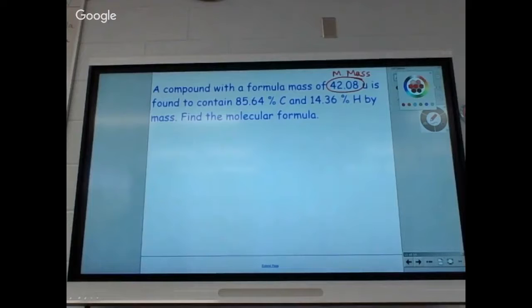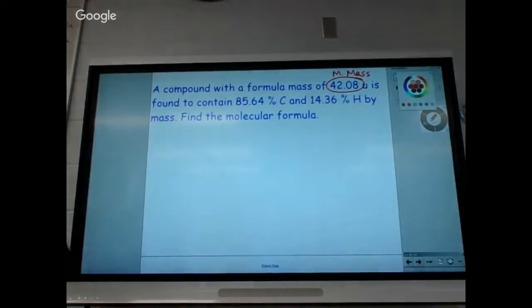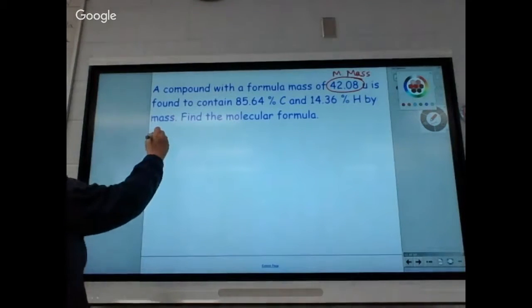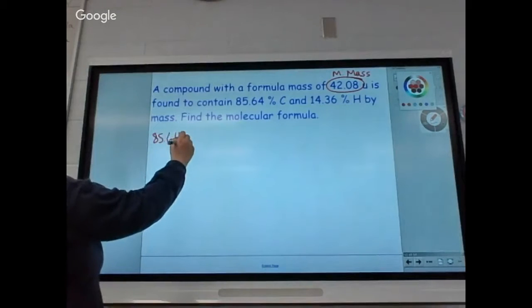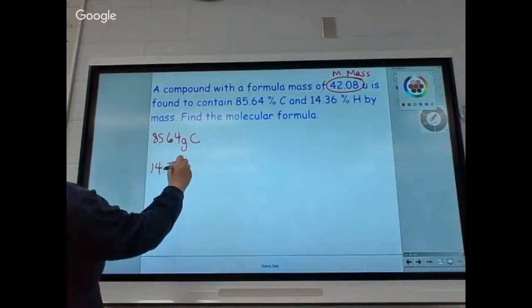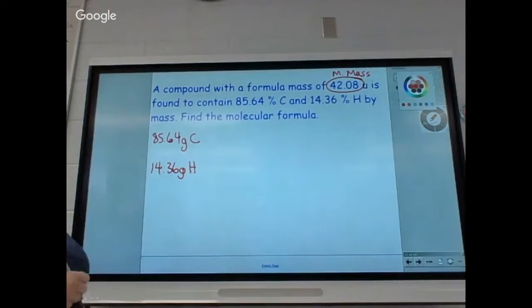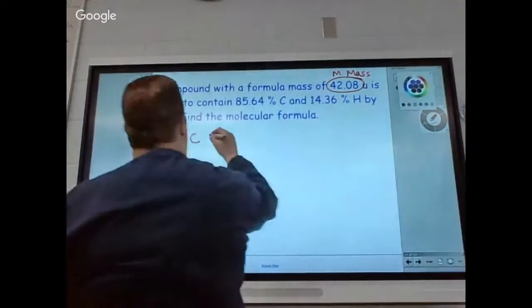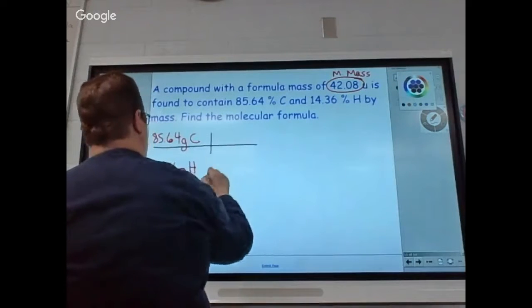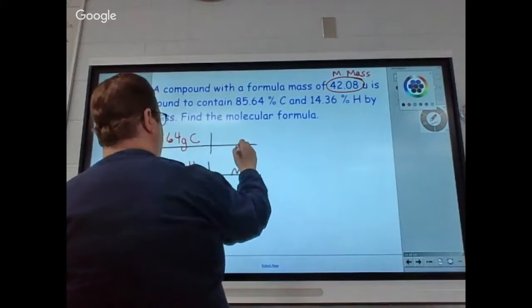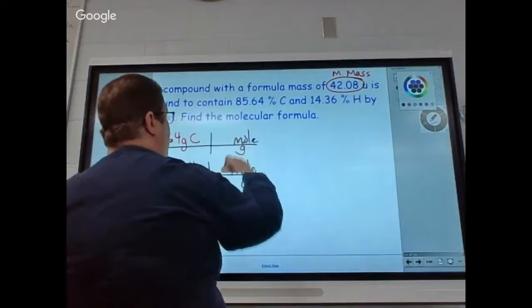And this is what you'll have to do tomorrow on the lab. Okay? So you have to take the two percentages and do what with them first? Put them in grams. So 85.64 grams of C and 14.36 grams of H. All right, what are we doing from there? Convert to moles. A little T-chart. Look at that. I had a few people actually answer me that time. Look at us prosper. I know, there's some hope for y'all yet.